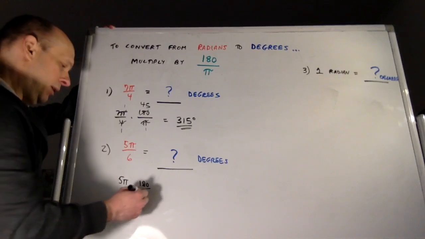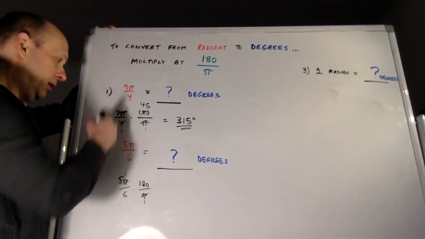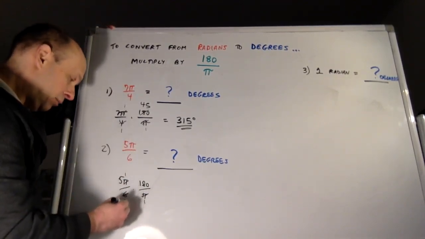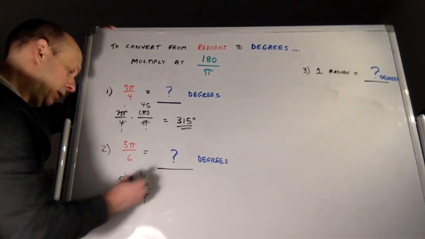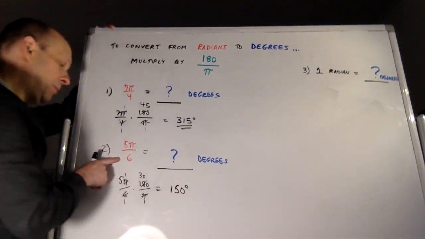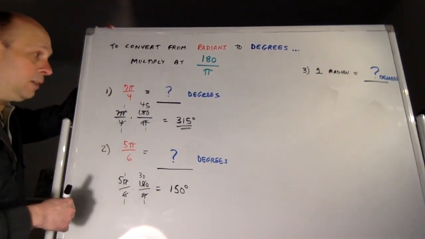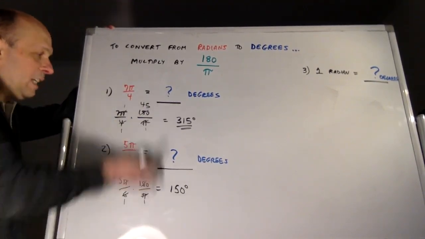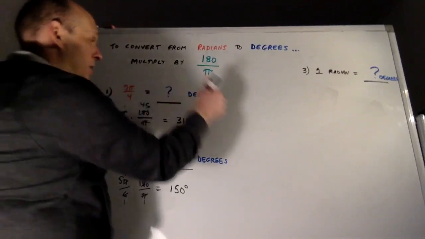This one's going to be easier, I think. The pi's cancel, just like they did here. And now 6 becomes a 1, 180 becomes a 30. So 5 times 30 is 150 degrees. So 5 pi over 6 is the same as 150 degrees. However, I think there's an easier way to get both of these than even this.